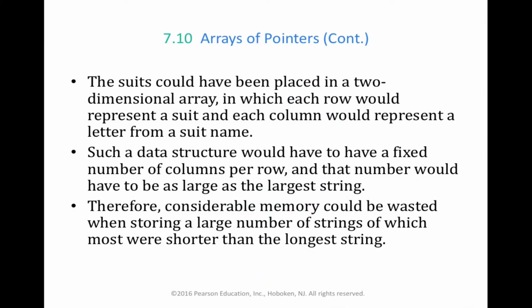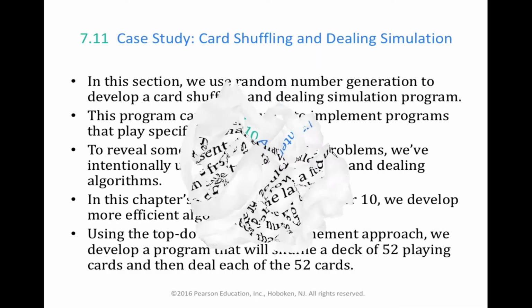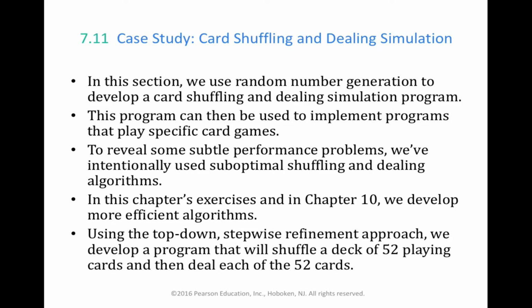The suits could have been placed in a 2-dimensional array where each row would represent a suit and each column would represent a letter from the suit name. Such a data structure would have a fixed number of columns per row, and each row would have had to be as large as the largest string. That could waste memory, especially when storing a large number of strings, if those strings were shorter than the longest possible string. So that is something that we need to be aware of.